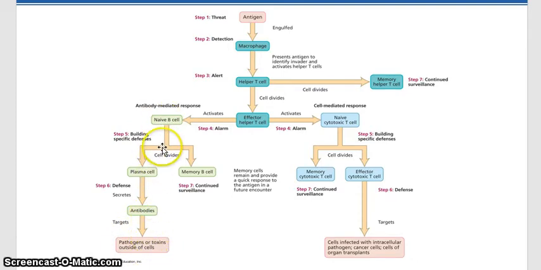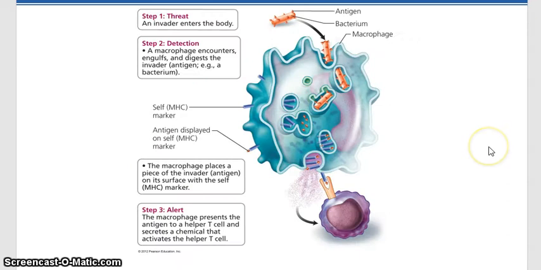Those B cells that are now activated would also produce memory B cells that would have that protein code, the antigen code, so they could produce antibodies with their membrane-bound antibodies that would be specific for that particular antigen to fight that antigen. So let's take a look at this one more time, this pattern of defense.